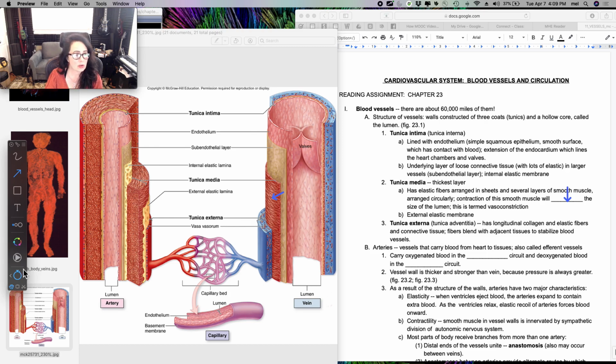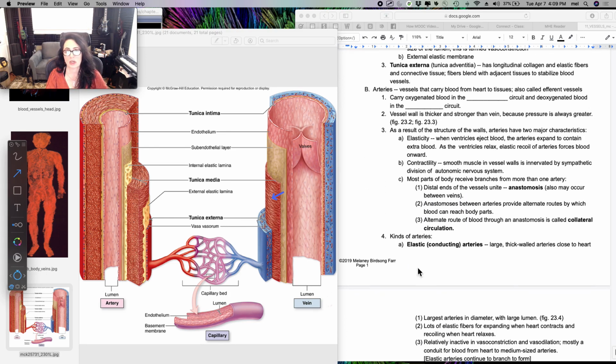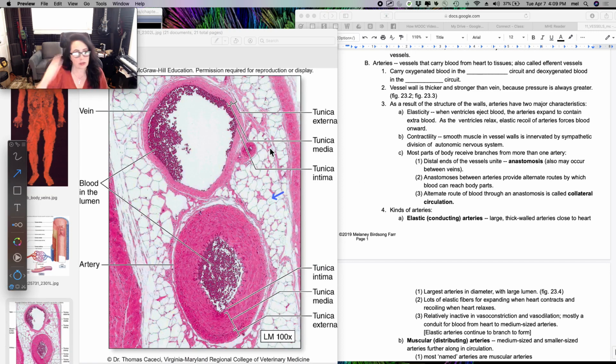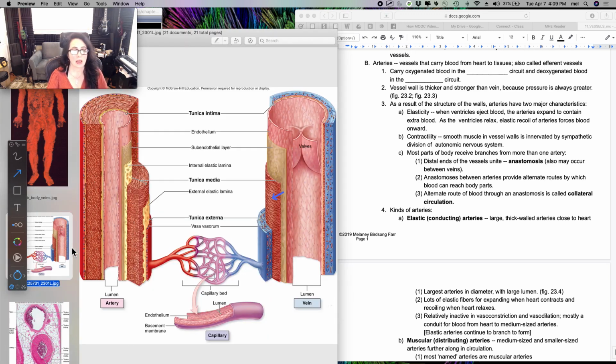All right, so let's see. Now let's just do a little comparison and contrast between the types of vessels. What's the difference between an artery and a vein, both structurally and functionally? So if we look at arteries, arteries have much thicker walls than veins. And they're sometimes called efferent vessels because they carry blood away from the heart, efferent, exit.